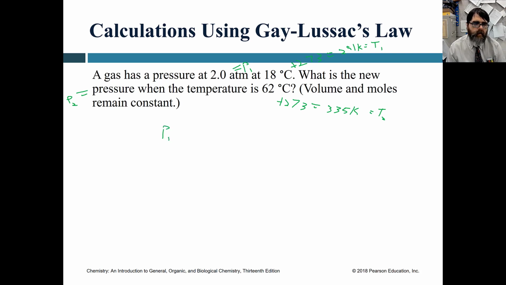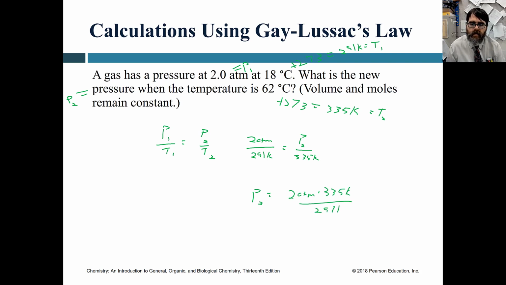So our formula, P1 over T1 is equal to P2 over T2. Plugging in our values, 2 atmospheres over 291 Kelvin is equal to P2, which is what we're solving for, over 335 Kelvin. P2 then, cross multiply and divide, we have 2 atmospheres times 335 Kelvin divided by 291 Kelvin. Kelvins cancel out, so we are left with atmospheres for our units, which makes sense for our pressure. And we're going to get 2.3 atmospheres. And as a quick check of the answer here, if the temperature goes up, I'd expect the pressure to go up, and it did. So there's our answer.